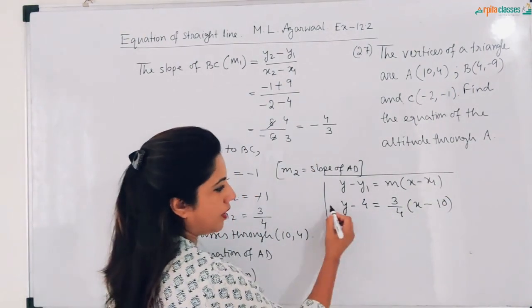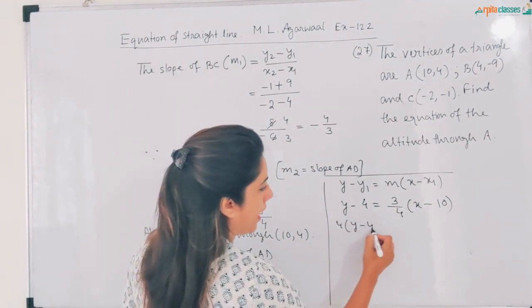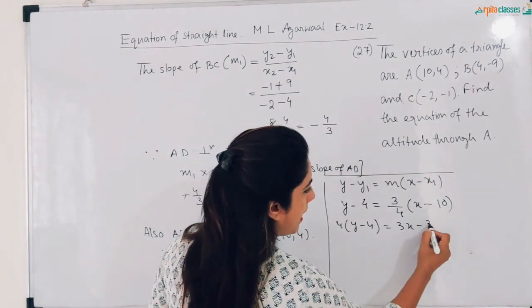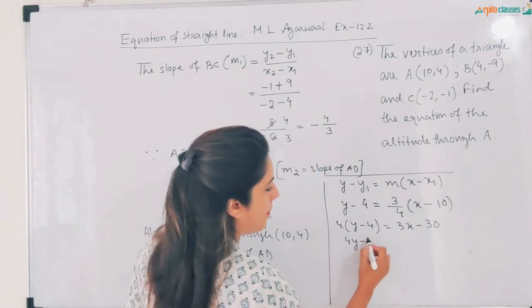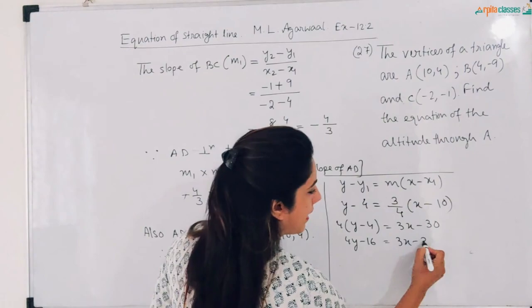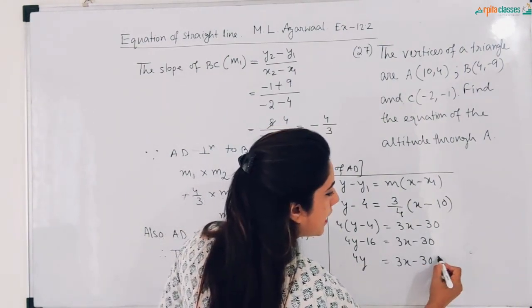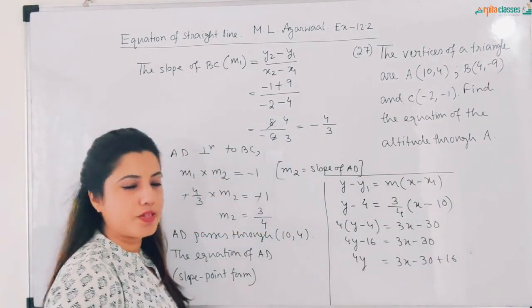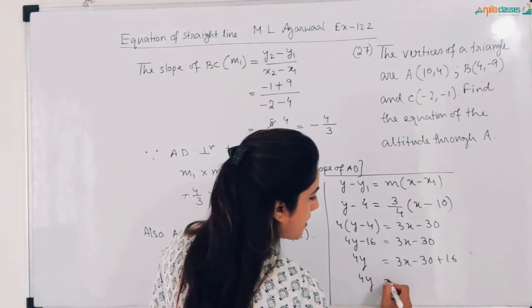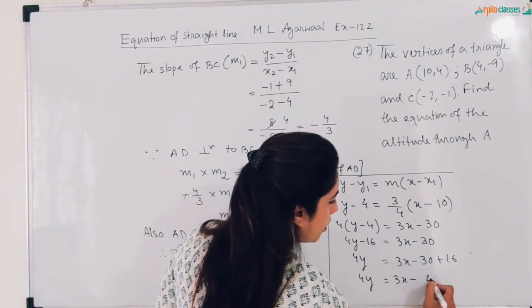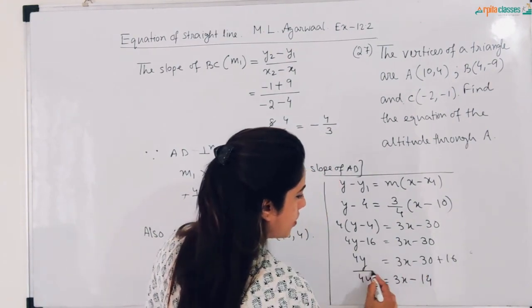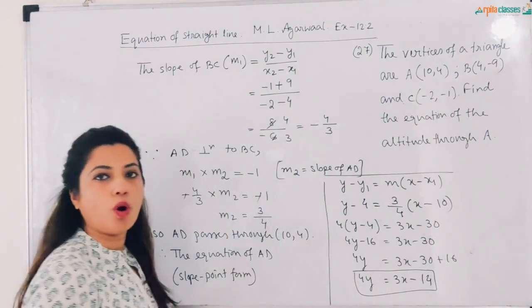So now let us calculate. 4 comes this side. 4 whole into (y - 4) is equal to 3x - 30. So 4y - 16 is 3x - 30. Or 4y is equal to 3x - 30 + 16. 16 goes that side, minus 16. So 4y is equal to 3x - 14. So this is the equation of AD.